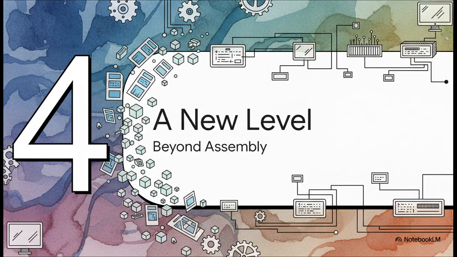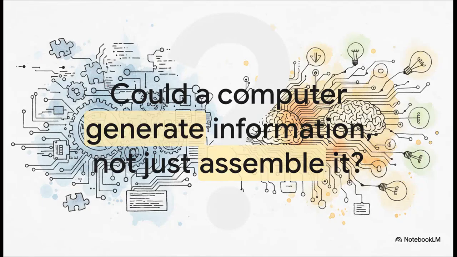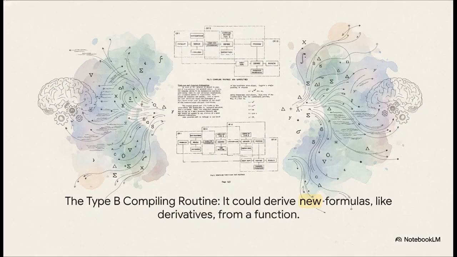But Hopper wasn't done, not by a long shot. Assembling programs was a huge deal, sure, but she was already asking, what's next? Could the computer be more than just an assembler of parts? Could it move from just following instructions to actually generating new instructions? Could it take one piece of information and use it to create something totally new, all on its own? And the answer, amazingly, was yes.